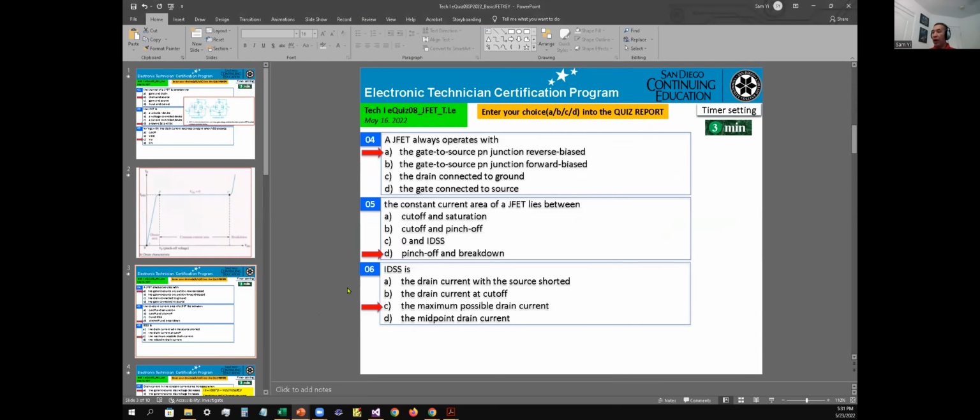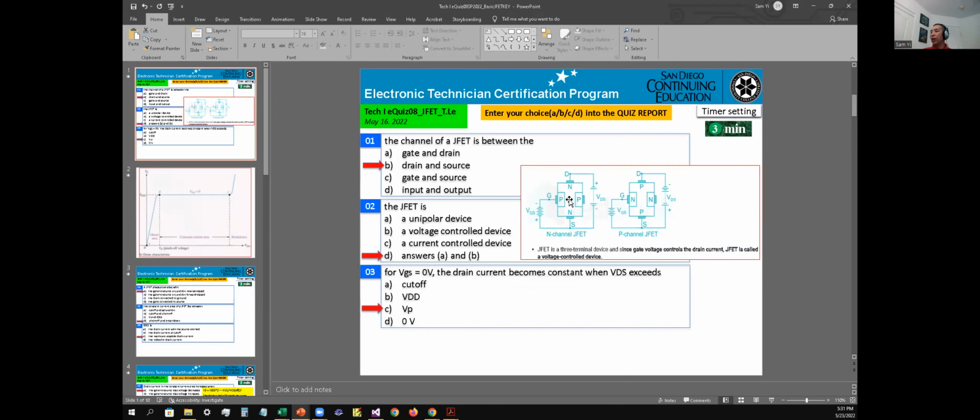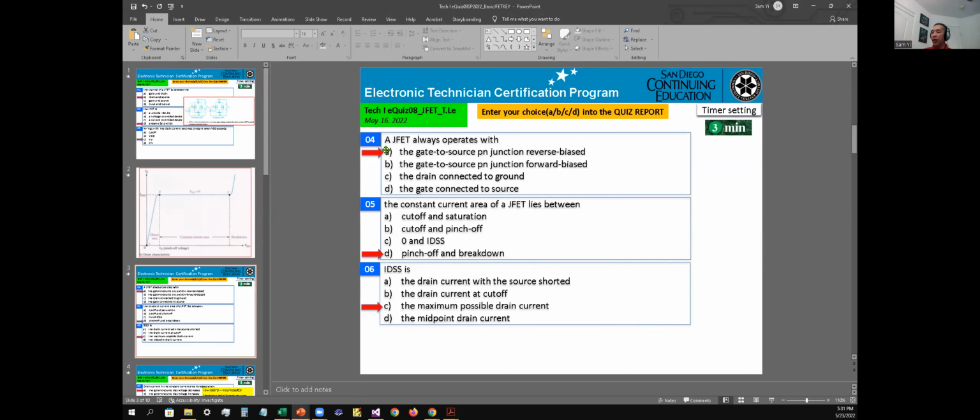Okay, all right, so question number 4. A JFET always operates with the gate to source PN junction in reverse bias. So we're going to be looking at this one here. It's opposite, reverse bias. So the answer is A as in apple for number 4.